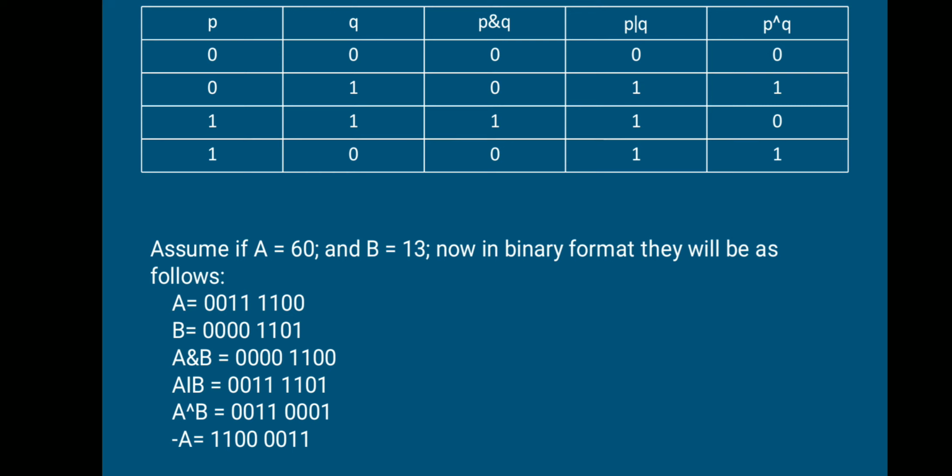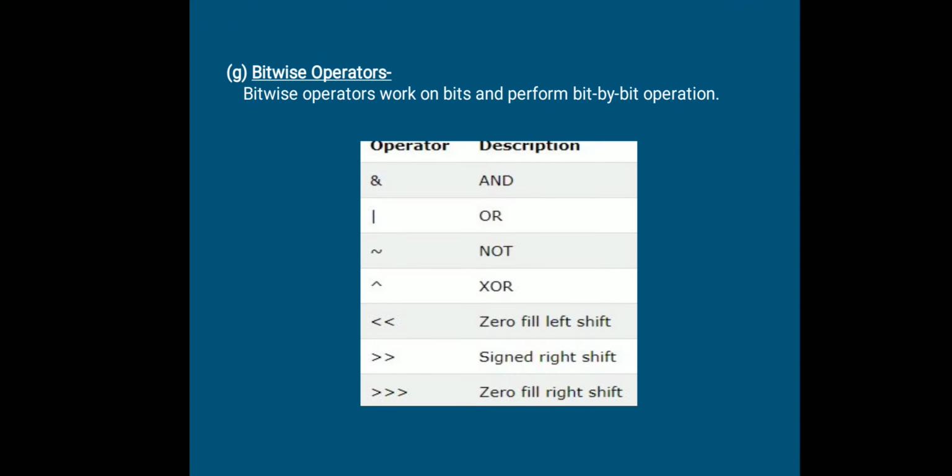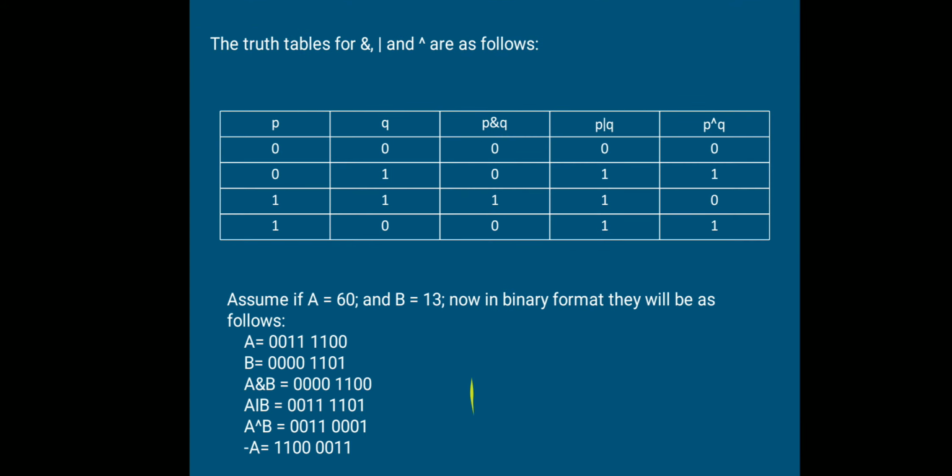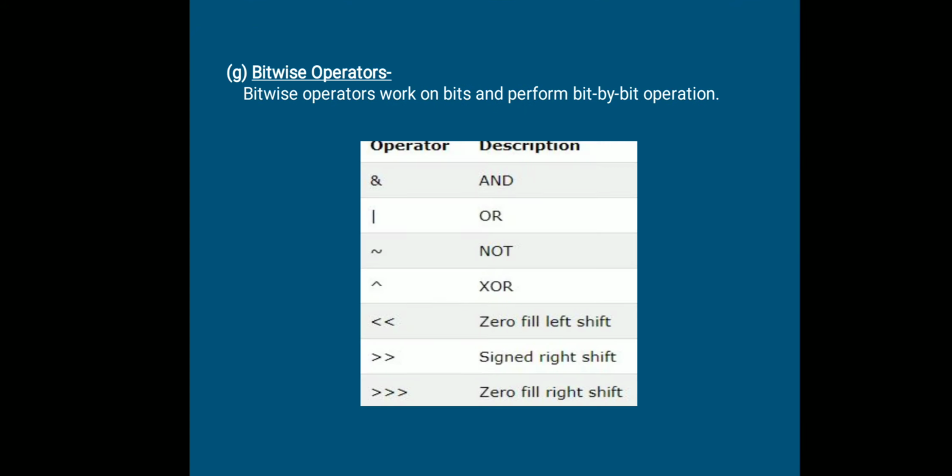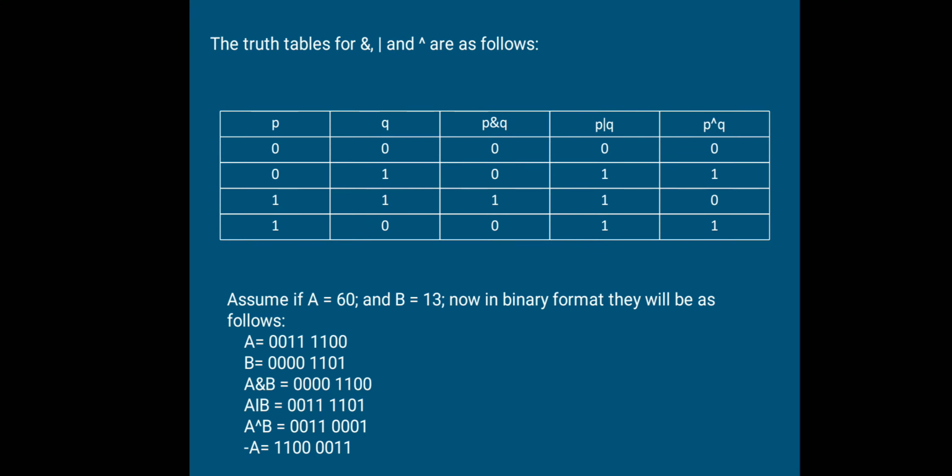Then A or B. Here you can see 1's complement is also given, where 1's complement means bitwise not, not the logical not, where 1 becomes 0 and 0 becomes 1. So this is how the binary will perform bitwise operations. So this is about the operators available in JavaScript.